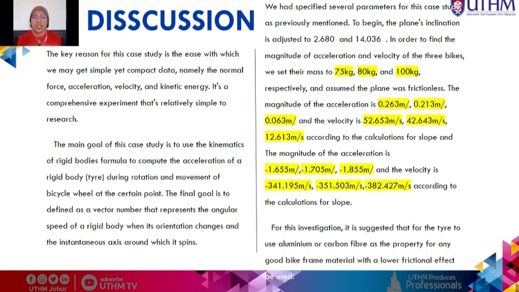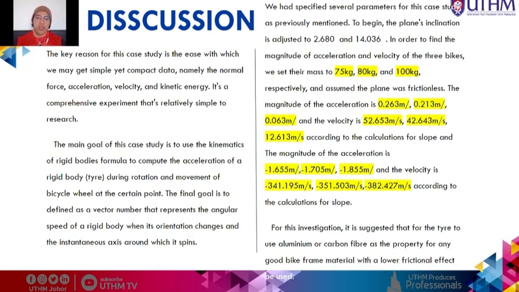The key reason for this case study is that we may get simple yet compact data, namely for the normal force, acceleration, velocity, and the kinetic energy. It is a comprehensive experiment that is relatively simple to research. The main goal of this case study is to use the kinematics of rigid body formula to compute the acceleration of the rigid body during the rotational movement of the bicycle wheel at a certain point. The final goal is to define the vector that represents the angular speed of the rigid body when its orientation changes and the instantaneous axis around which it spins.